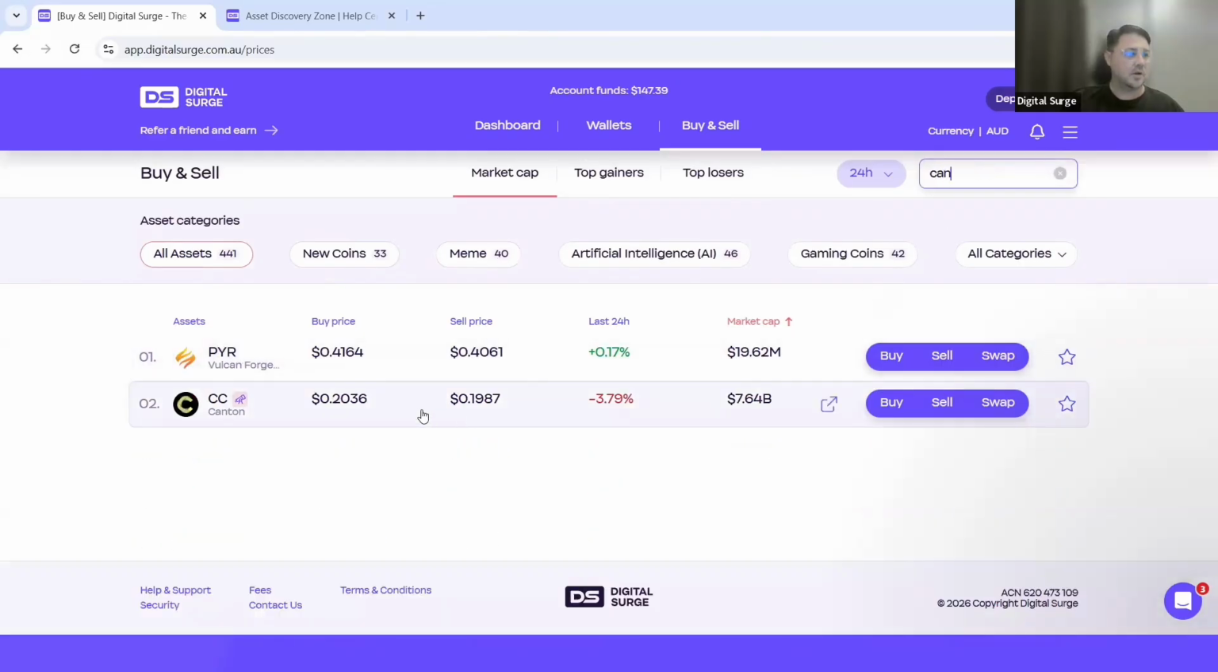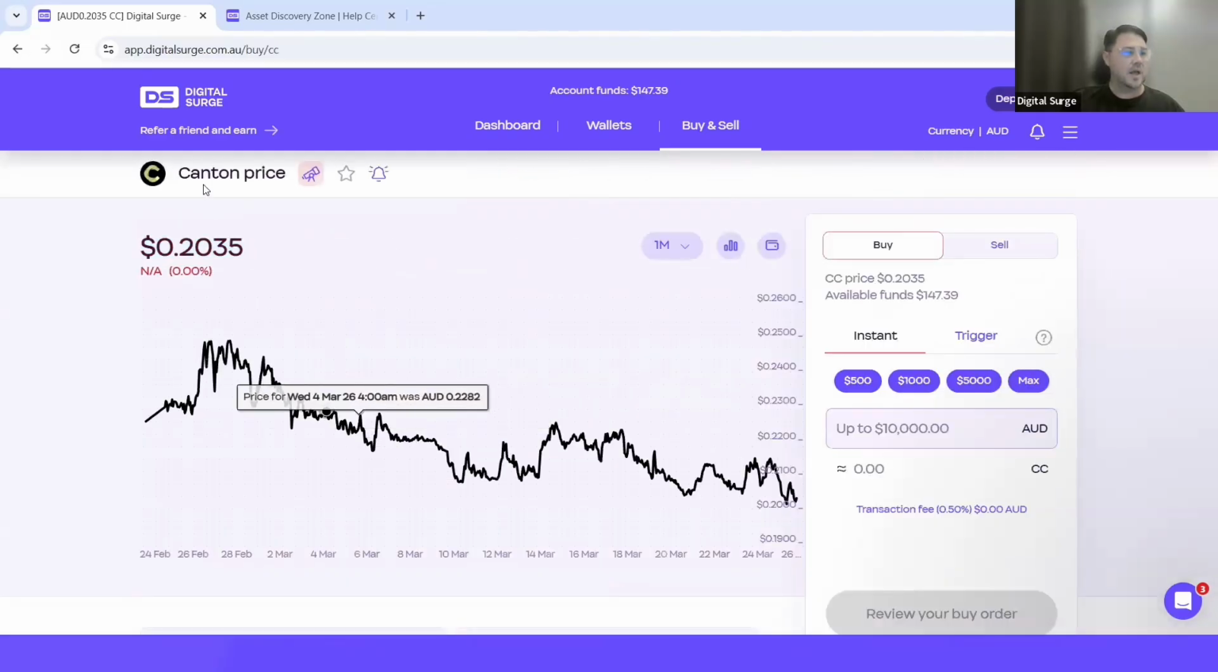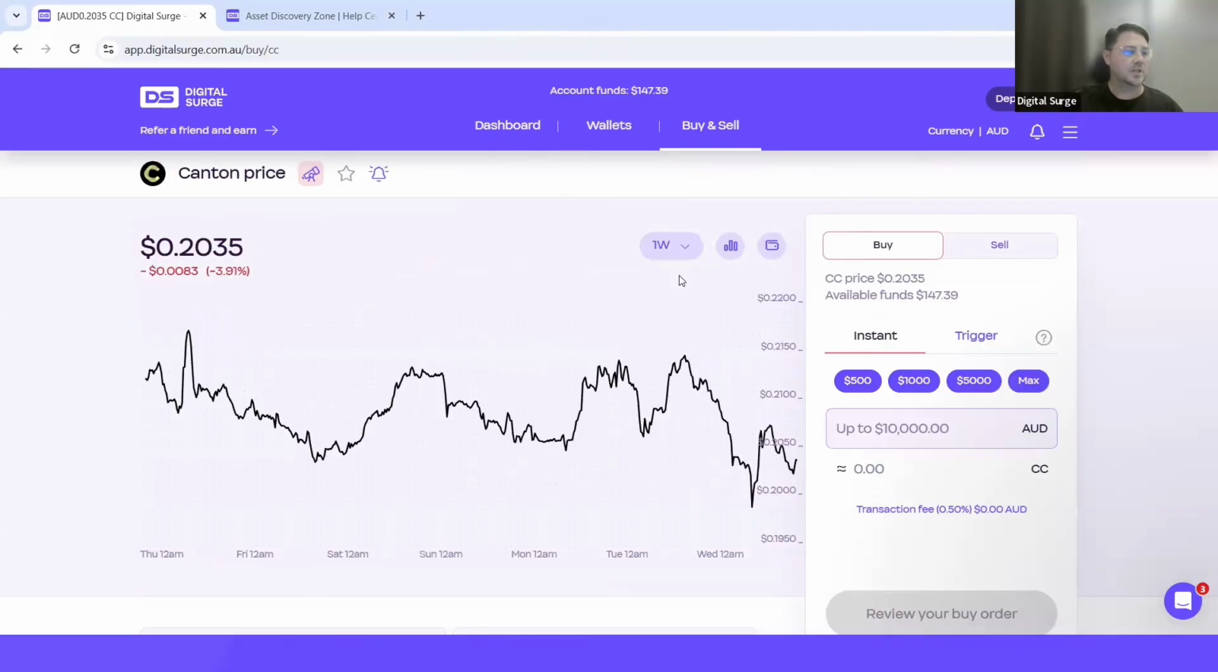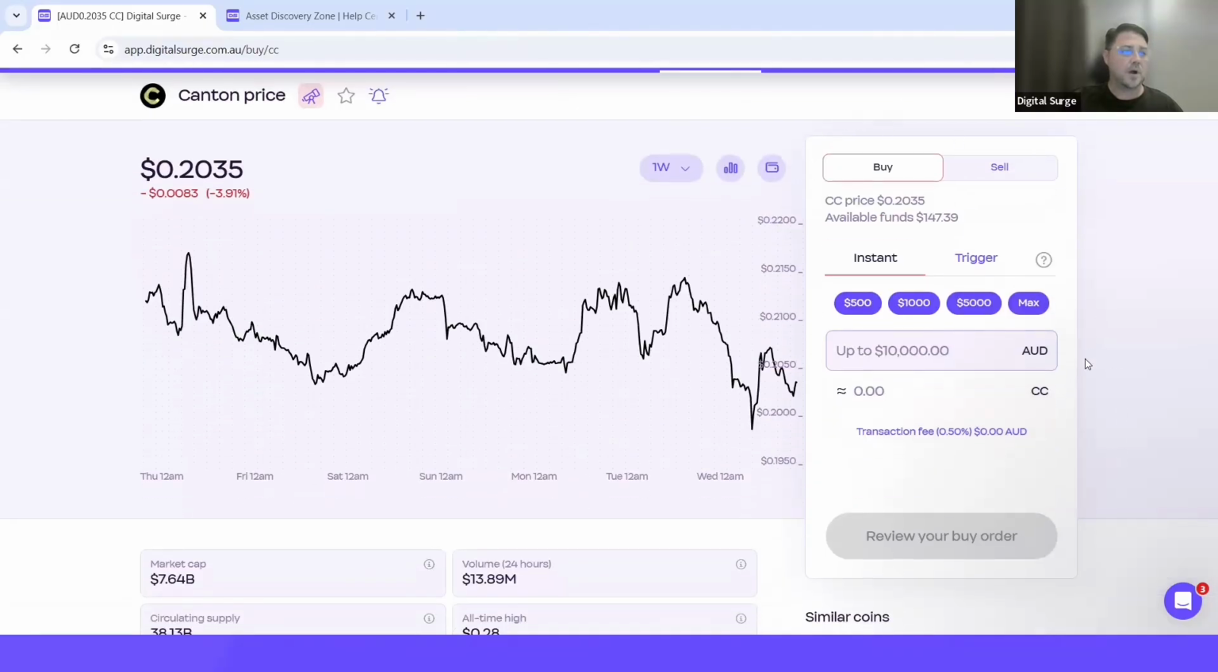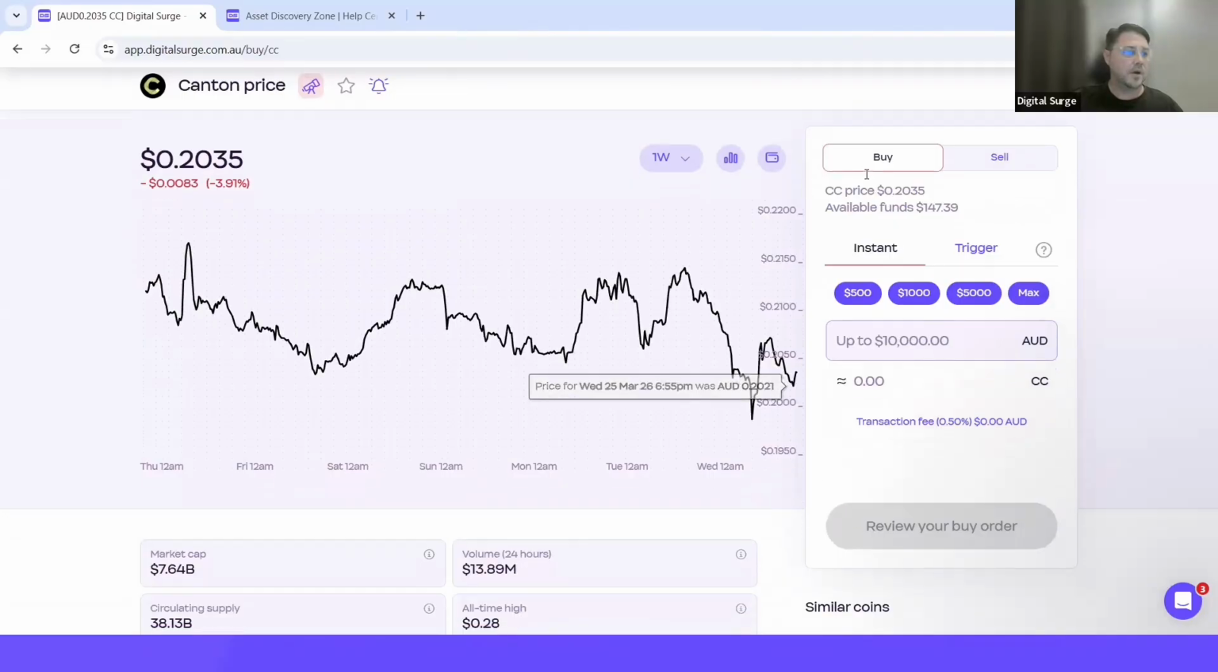So we're going to have a look at a new coin called Canton and see what we can find on the actual asset page itself. So we have the price and we have a price chart, which is trending. You change the time period to see how it's going. And we have the very simple buy and sell modal here on the right.